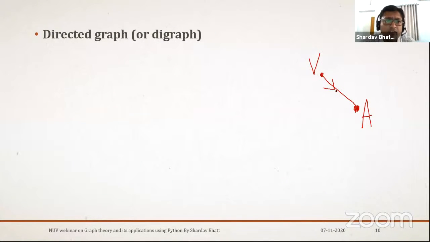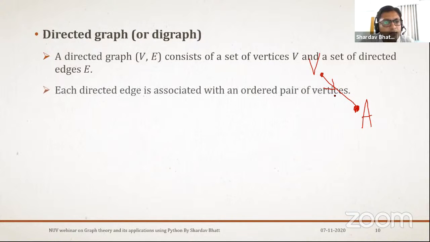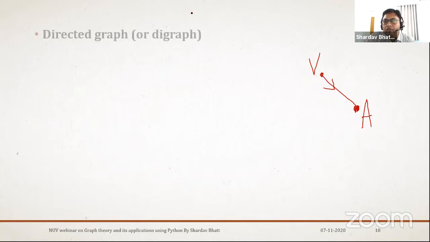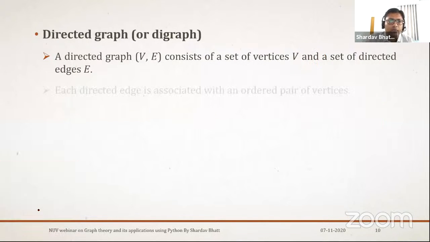So if you have that type of edges in your graph, that is called a directed graph. It consists of a set of vertices and a set of directed edges. Directed edges means the edges with some direction. Each directed edge is associated with an ordered pair of vertices, u and v, where u is the initial vertex and v is the terminal vertex. In the example that I have shown here, v is the initial vertex because we are traveling from Vadodara, and a is the terminal vertex, because we are ending our journey at Ahmedabad. So that is what we have as a directed graph.